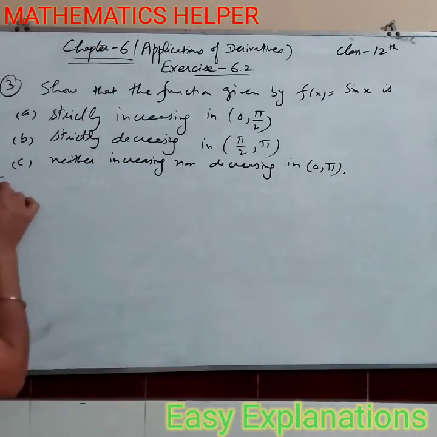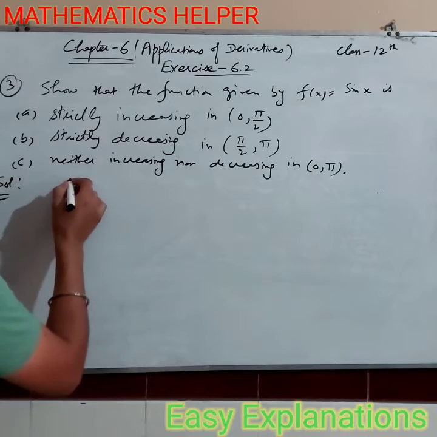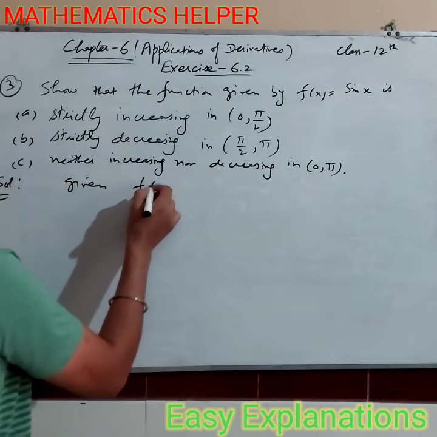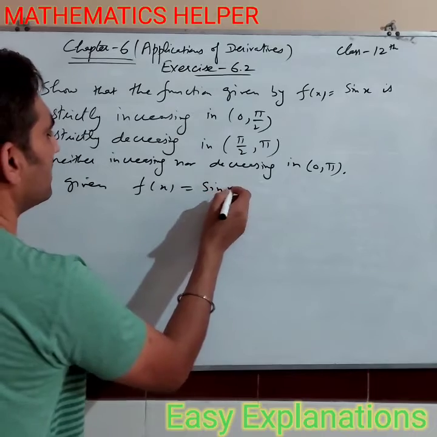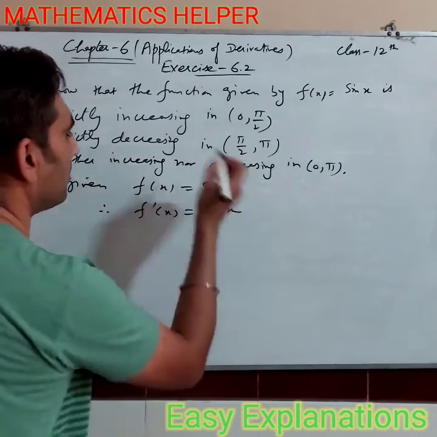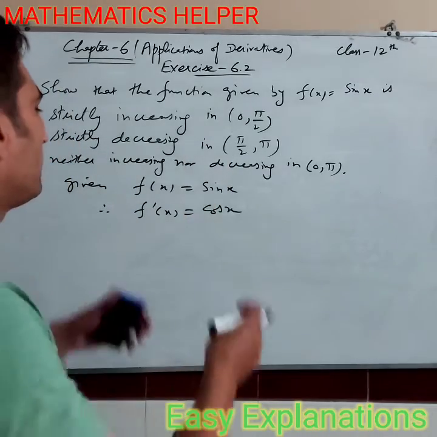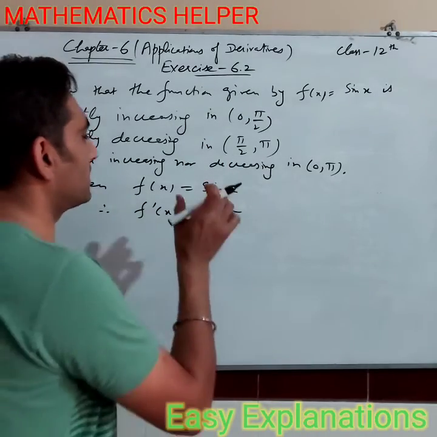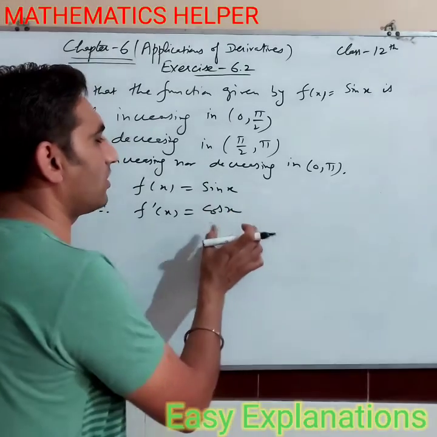So the very first thing, we will start the calculation in the same way. What is given to us? We are given f(x) equal to sin x. And write its derivative. What is the derivative of sin x? Cos x. So whatever we write is dependent on this derivative, which is cos x.